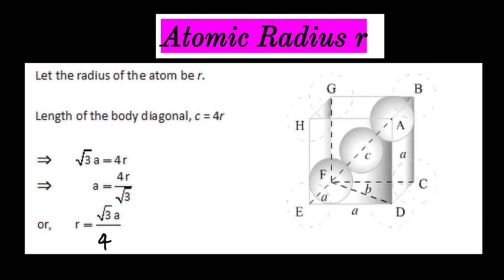Now we are going to talk about the atomic radius of a BCC structure. Atomic radius is defined as half of the distance between any two nearest neighbors which touch each other. Here the body diagonal is considered as root 3 a, if the length of the cube is a.